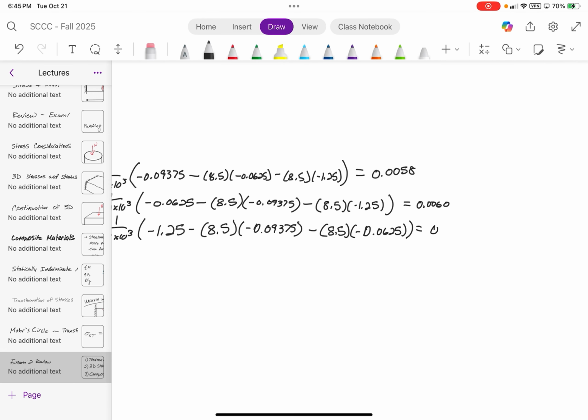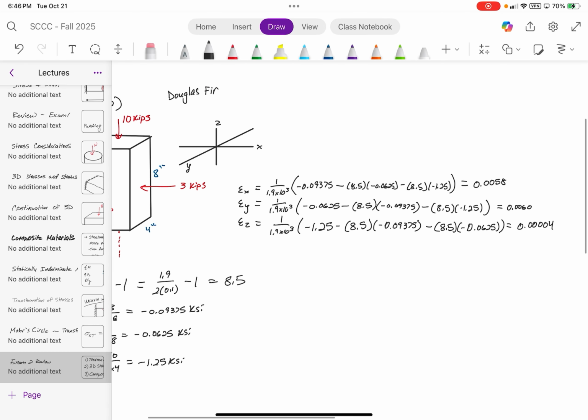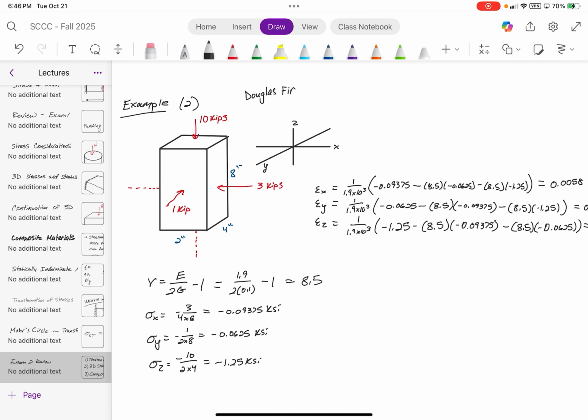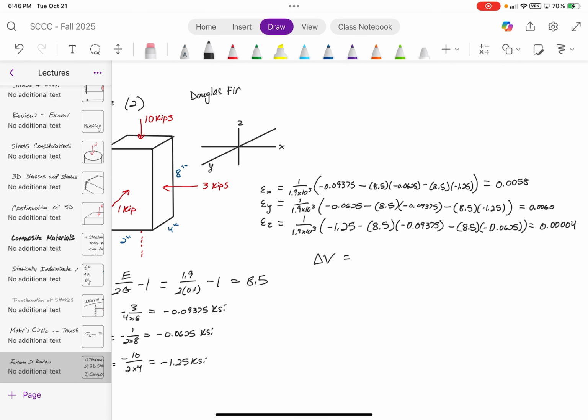Which this strain is going to be 0.00004. Is that what everyone else got? Those strains seem pretty reasonable then, given the weird moduli of elasticity. All right, now calculate delta V, the change in volume. That should be a quick, easy calculation. Were there any questions about the strain equations I used up there?